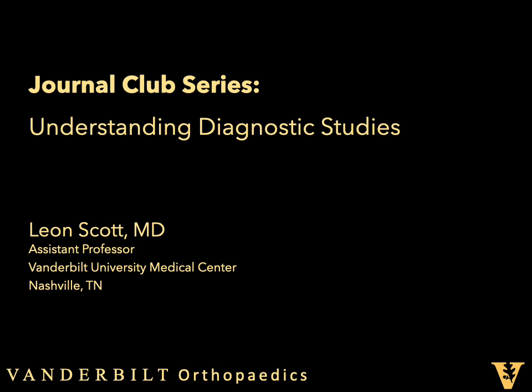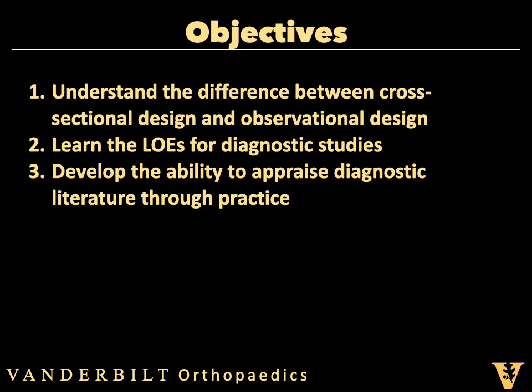So this is the beginning of a slideshow. Hopefully not too long. It is 30 plus slides, but we'll keep it moving. The objectives here are to understand the difference between cross-sectional design and observational or treatment or prospective or prognostic design. My talk will go over the difference in levels of evidence for these two different groups of studies, and then we're going to practice it during Journal Club, but we'll introduce a little practice here too.